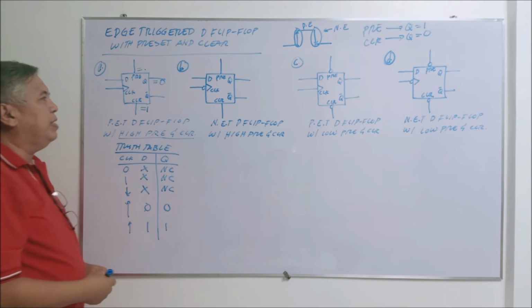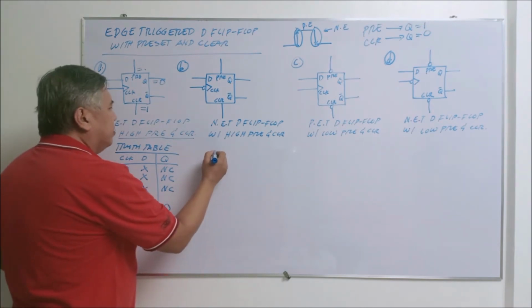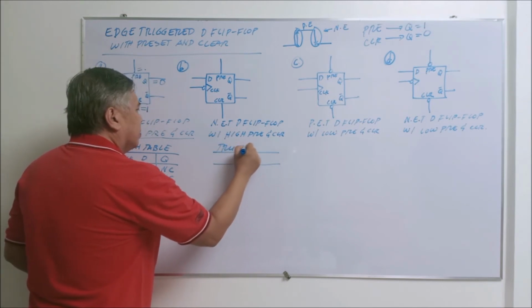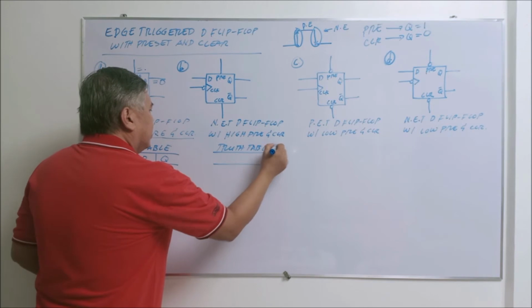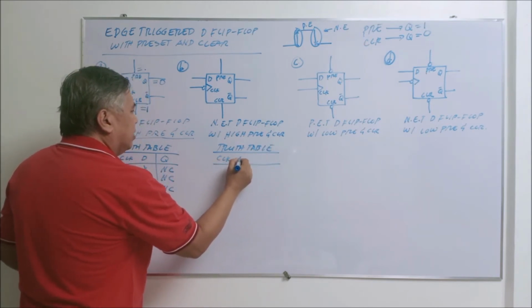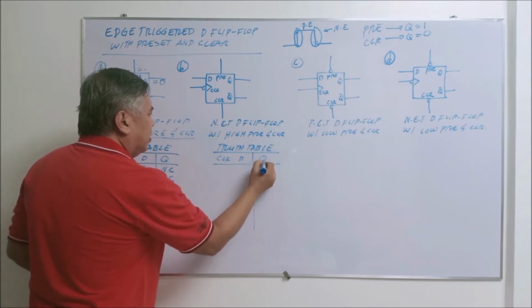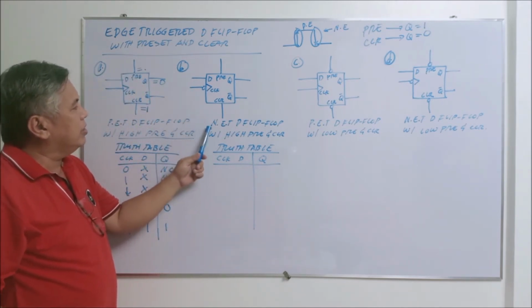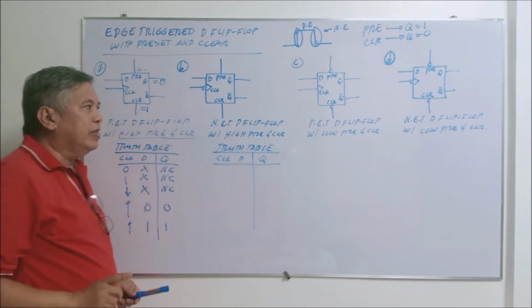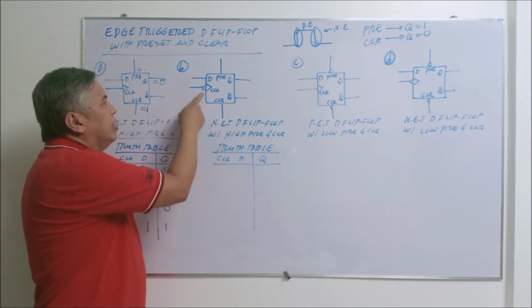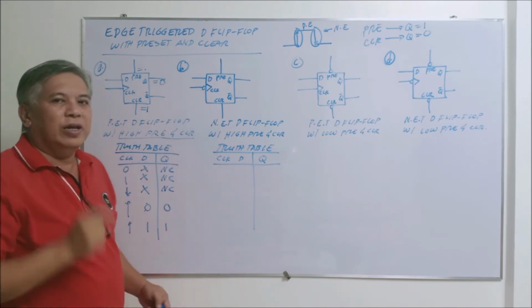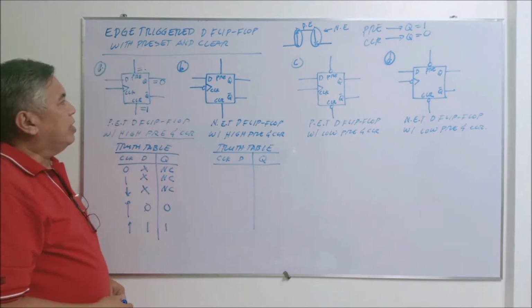How about for symbol B? What will be our truth table? So, again, we have clock, we have D, and we have our Q. Okay? Now, what is this symbol? The symbol says that this is a negative edge triggered D flip-flop. The negative edge is symbolized by this one here. You have a triangle and a bubble. If you see this one, that means that it is a negative edge triggered D flip-flop.